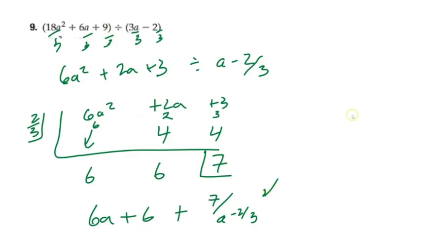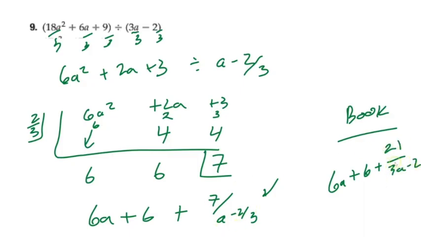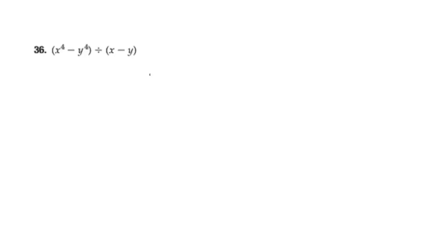That's all good. If you want the book answer, the book likes to put it over what you divided by. We divided by 3a minus 2. What they did is they multiply this by 3, and they multiply that by 3, so they get 21. Not all problems are done by synthetic division. If you look at this, how am I going to synthetic divide or long divide? You can still long divide if you want, but there's an easier way to do this problem.